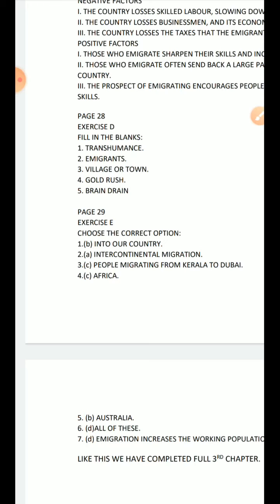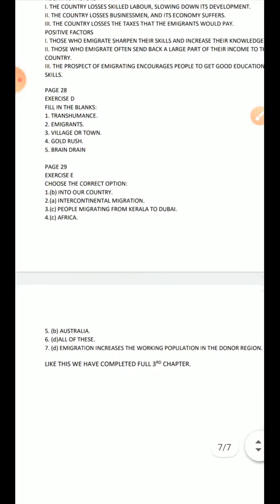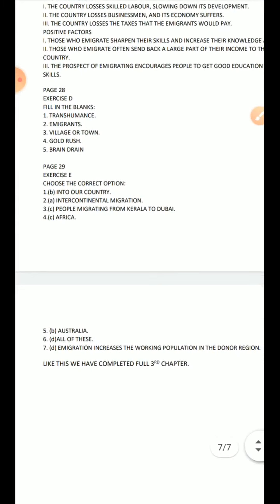Sixth: which of the following continents have more immigrants than natives? We have read previously that South America, Australia, and North America all have them. So that's what we have written, all of these. That is our option D in this. For the seventh question: which of the following statements is not correct? After reading all four options carefully, we have found out that emigration increases the working population in the donor region. This statement is not correct, that is option D. So we have ticked it. Like this, we have completed the full third chapter.